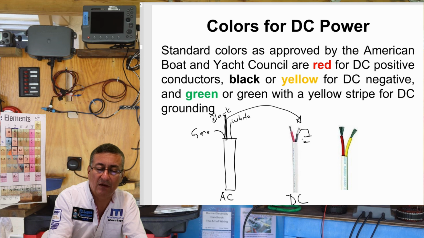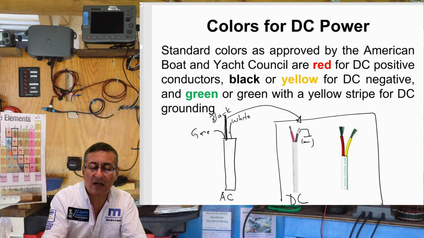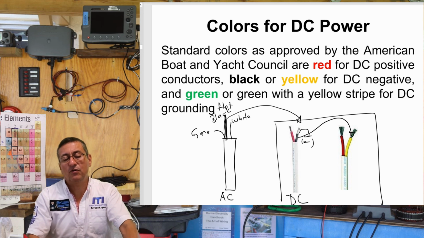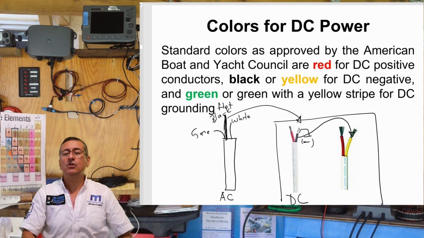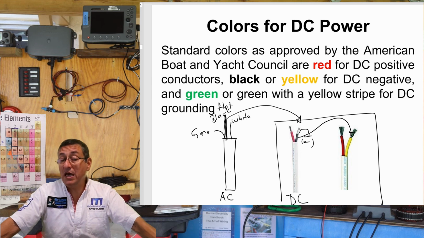This is the ground. This is the negative. All right, for that reason, in new installations they recommend replacing the black color with yellow in order to avoid confusion with the hot line in AC. For that reason, the recommendation today is to do the installation with red for positive and yellow for negative. Try to replace the black with yellow. This is the recommendation today in order to avoid confusion with the black used in the hot 120 or 240 AC power.